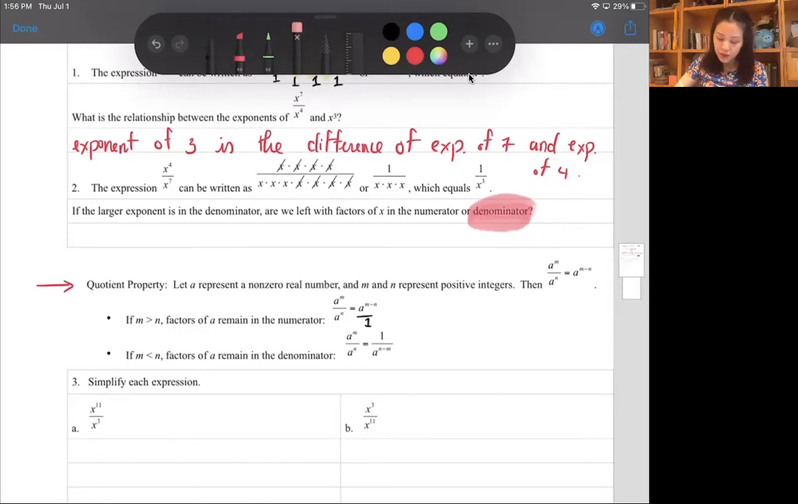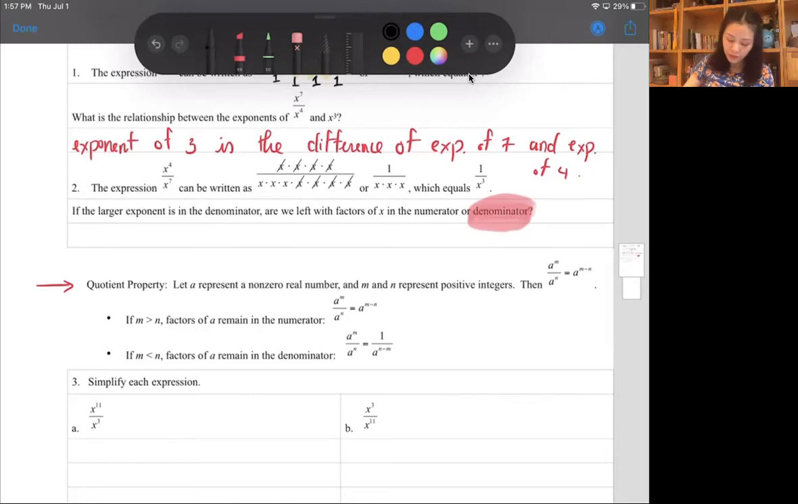And for the case where the degree in the denominator is larger than the degree of the numerator, then the factors of a remain in the denominator. So a to the m divided by a to the n equals 1 over a to the n minus m. Always take the bigger number and subtract the smaller number.